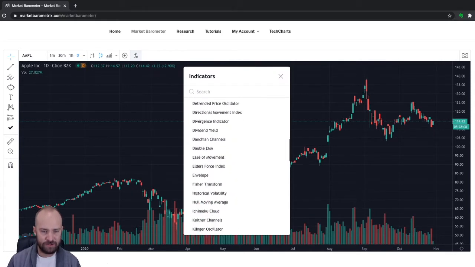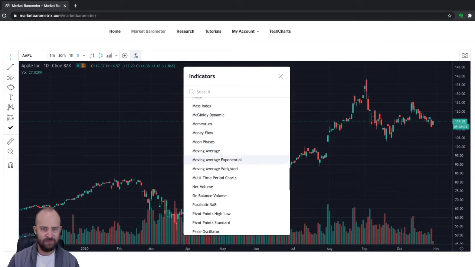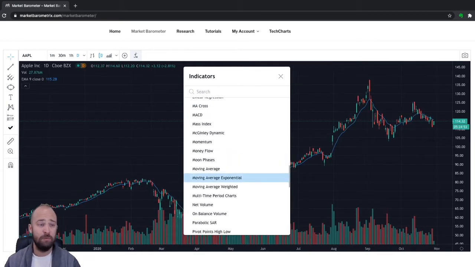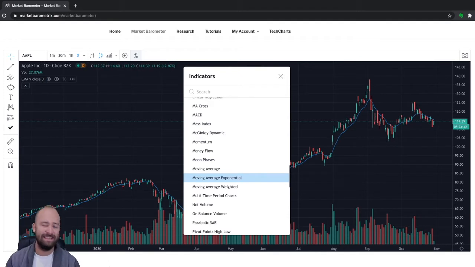We're going to scroll down to moving averages. We have the moving average exponential, and moving average weighted. We want to start with the moving average exponential. That's the exponential moving average, the EMA. And when we click that, we see that not only is the 9-day EMA added to the chart here, but we get this little settings button up here. It says EMA 9. That means that we have a 9-period look back. It's looking at close price.